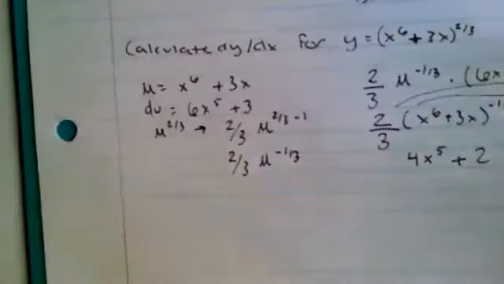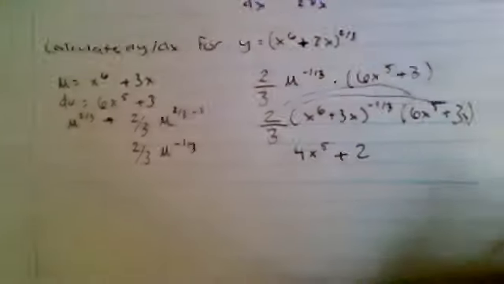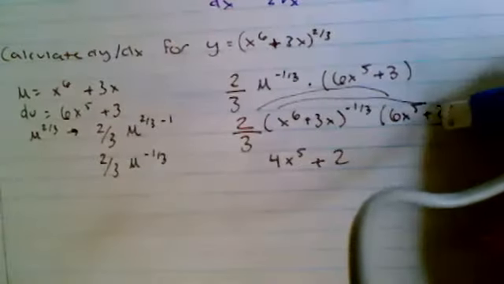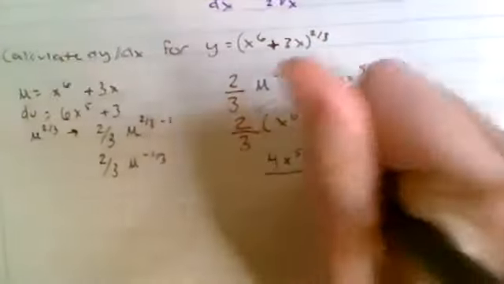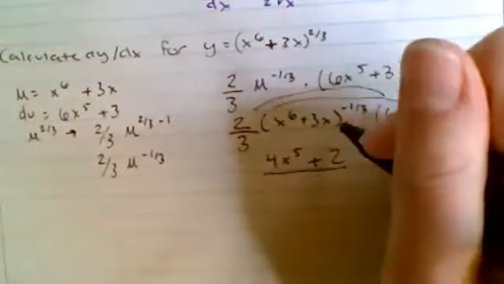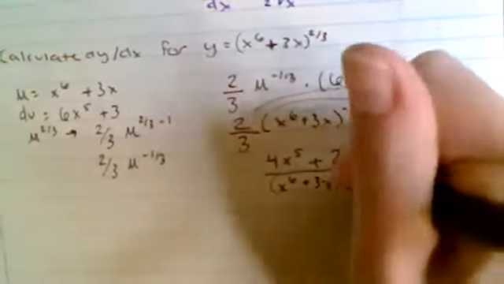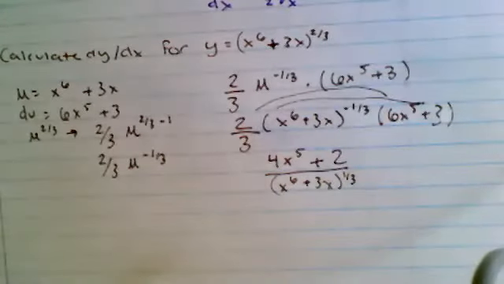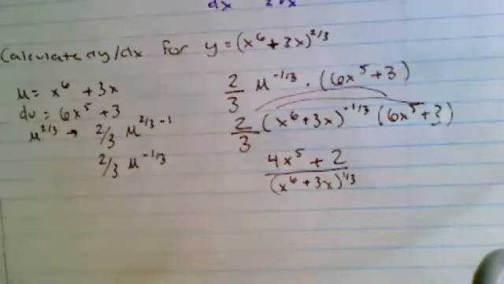Plus 2. Wrote that in the wrong spot. Sorry. That's going to be at the top. And at the bottom, I'm going to have x to the 6th plus 3x to the 1/3 power. By dropping that down, I'm going to turn it from a negative to a positive, and that's going to be my final answer.